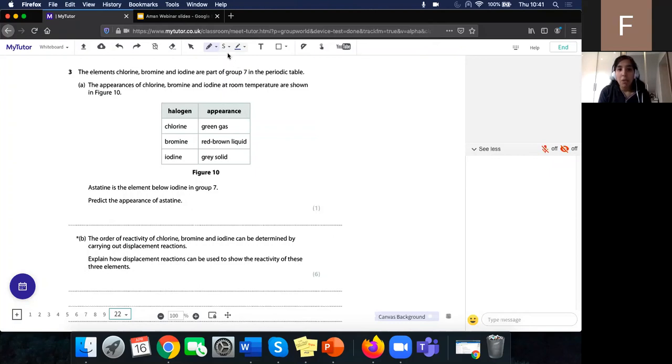Good. Okay, so people that are saying black, you wouldn't get the mark for just saying black. You need to say black solid. So if we have a look here, we can see that iodine is a grey solid, so it's probably going to go black, and it's also going to be a solid. So well done for people that said black solid.